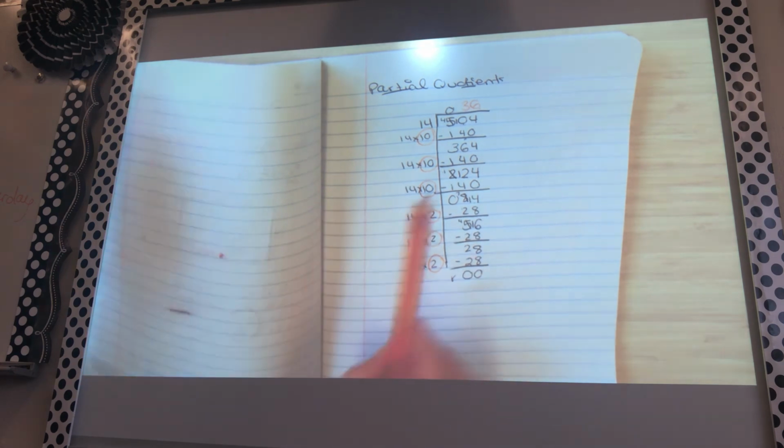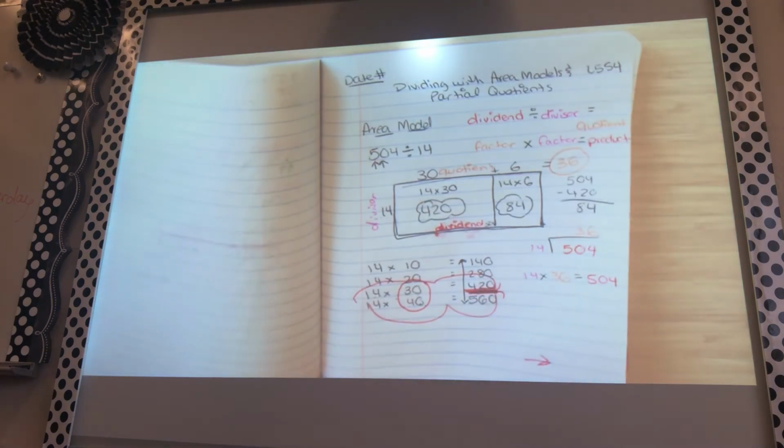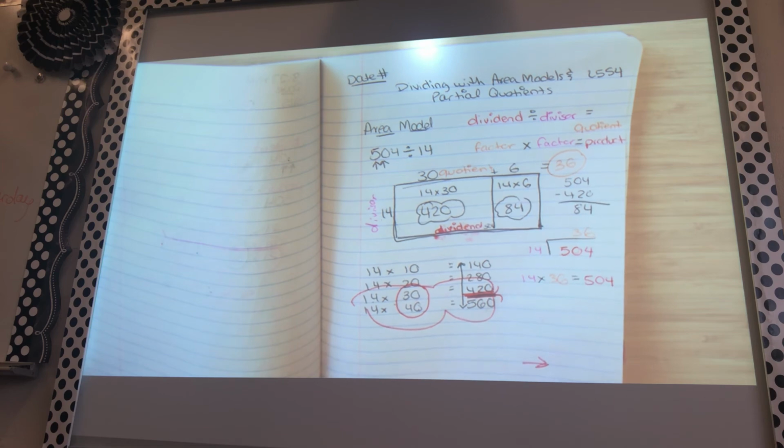If you notice, with partial quotients and area model, we arrived at the same answer. We just did it a different way.